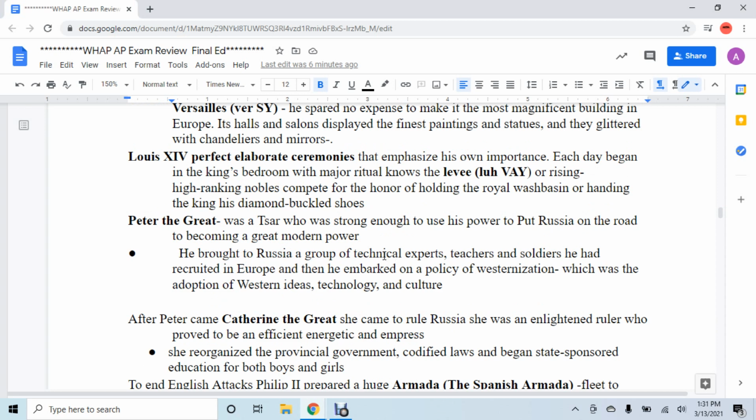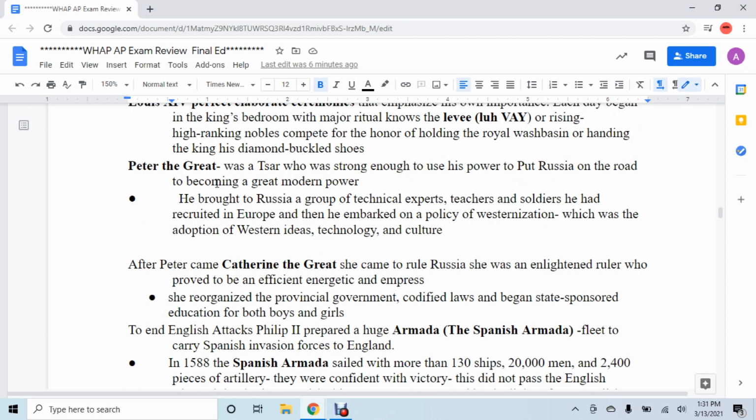You have Peter the Great of Russia. He basically puts Russia on the road to becoming a modern power, building the westernization of Russia, building St. Petersburg. This is important because he pushes Russia to keep up with Europe, right? Like keeping up with the Joneses, but instead of the Joneses, it's Europe.